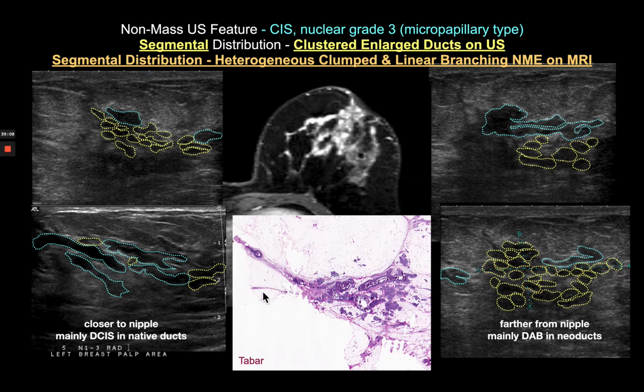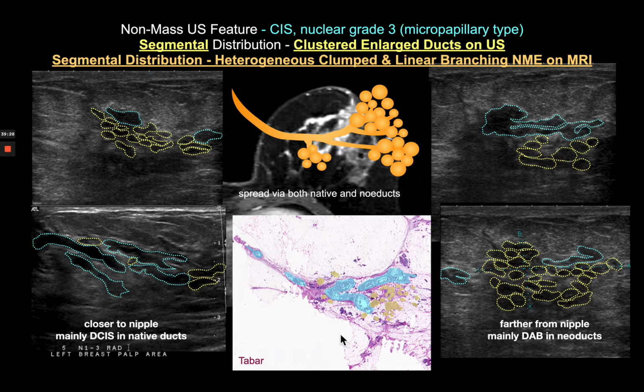And so here's another histologic 3D correlation. We can see the larger ducts filled corresponding to the aqua-colored ducts representing enlarged native ducts, and smaller microlobulations representing neoducts around the periphery. So again, it's a mixture of spread through the native ducts and neoducts, with the neoducts predominating peripherally and the native ducts predominating centrally.